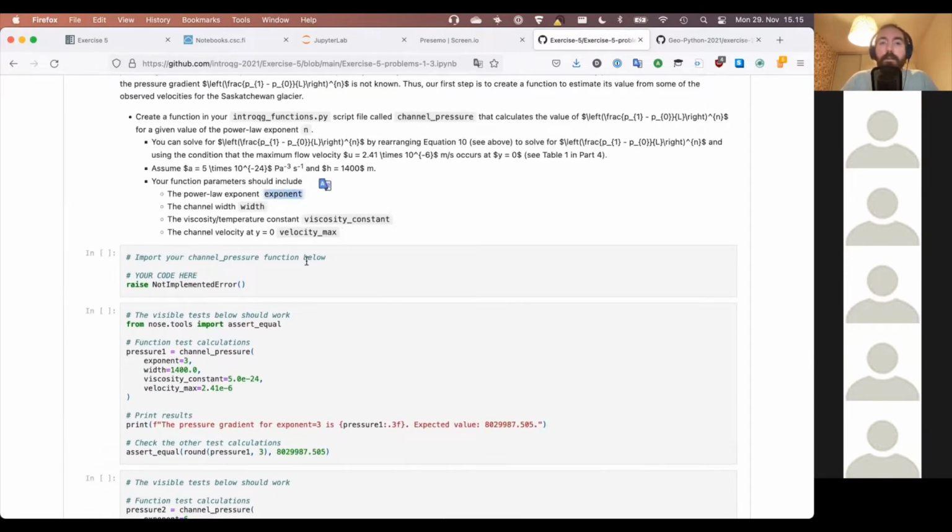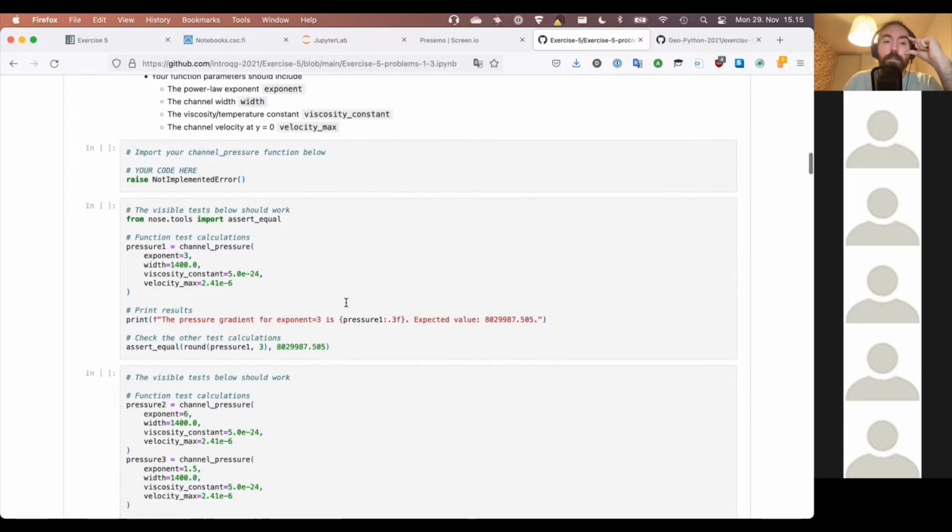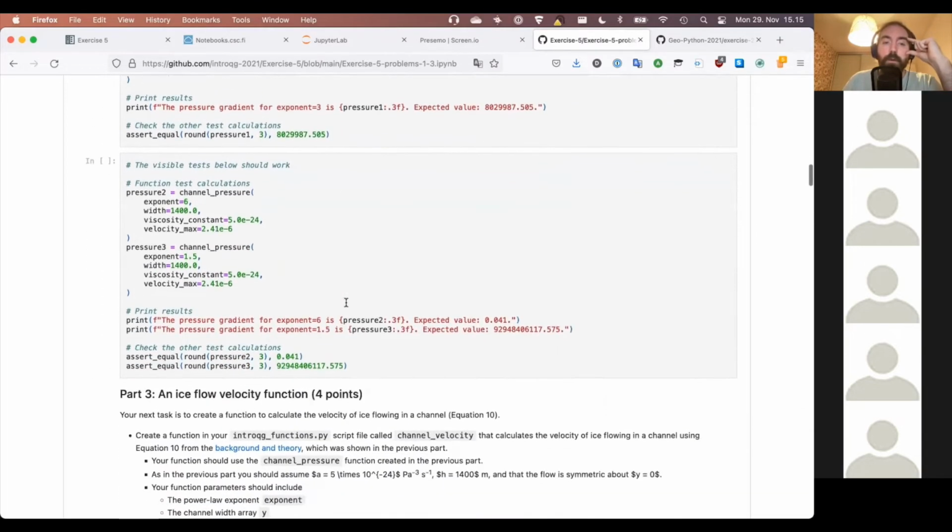It'll have the exponent, which of course is the power law exponent n for the viscous flow. The width, which would be our h, I think, in the equation that's given here. The viscosity constant is A, and the velocity max is going to be something that you're given here. I think that's our velocity max given in meters per second there. So you'll make a function in your script file, and then there are some tests to see if your function's working properly.